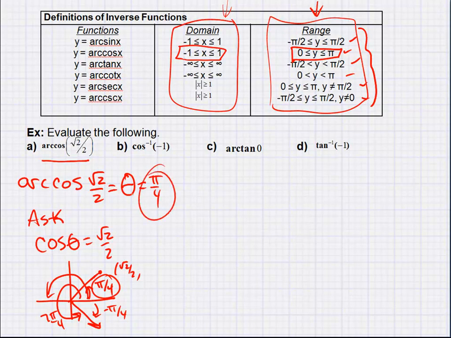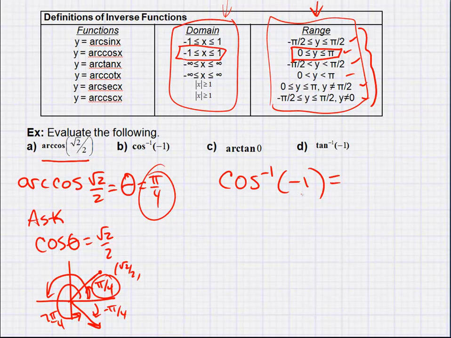It's going to take you some practice to get this down. But this is what we've been practicing since we started regular trigonometric functions. It's remembering your unit circle. All right, let's do another one. The inverse cosine of -1.